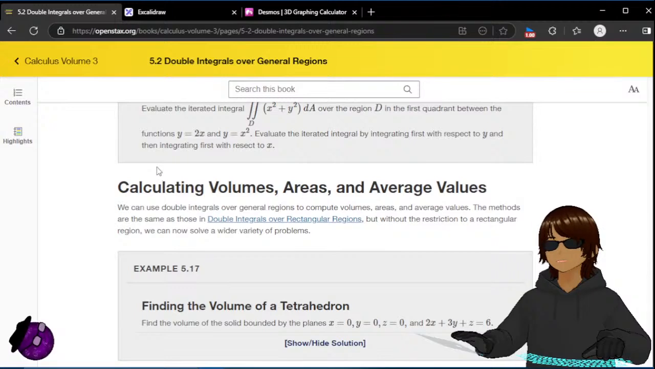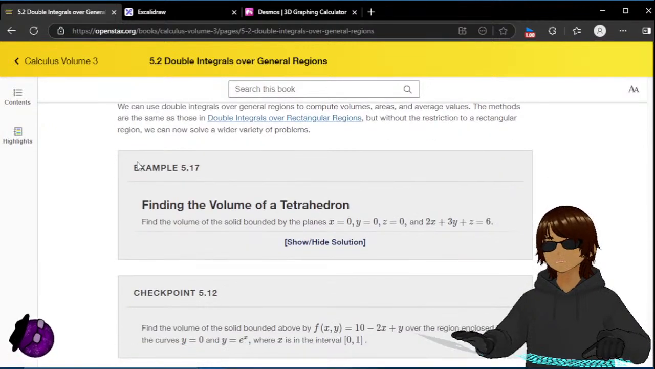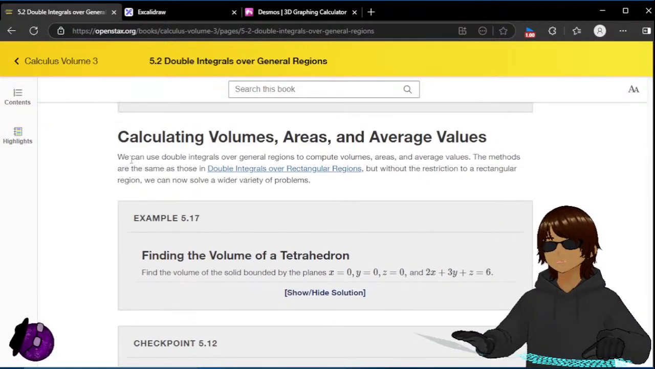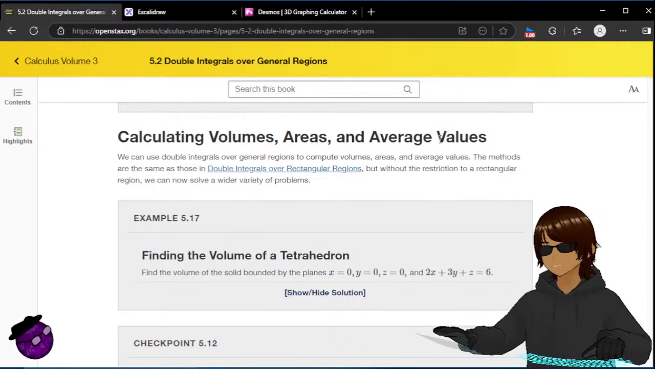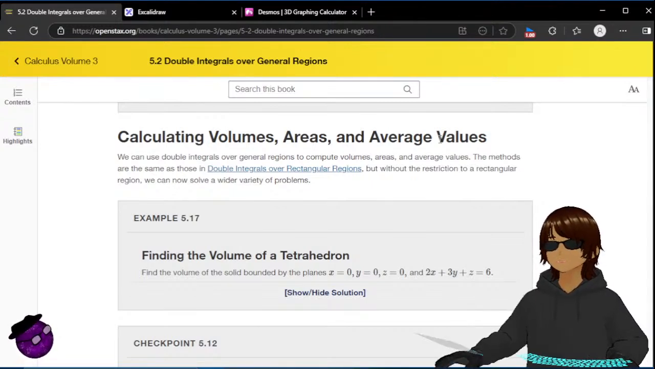Calculating volumes, areas, and average values. We can use double integrals over general regions to compute volumes, areas, and average values. The methods are the same as those in double integrals over rectangular regions, but without the restriction to a rectangular region. You can now solve a wider variety of problems.